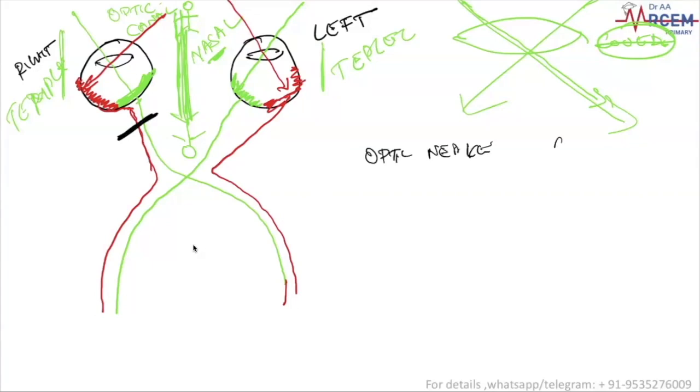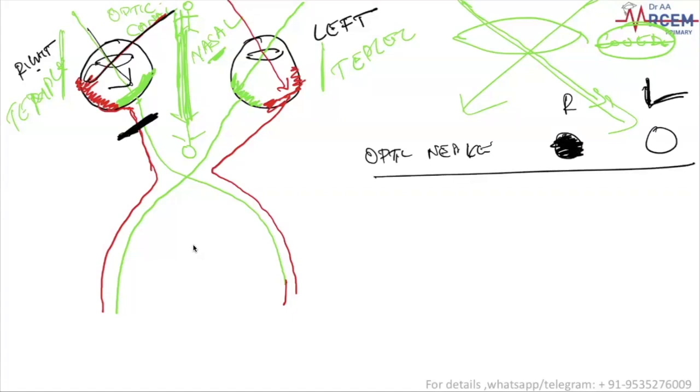So I'll draw two eyes. This is the right side eye. This is the left side eye. Because it is a complete lesion, both the rays which are coming from this side and this side are getting involved here. Complete loss of vision will be there in that particular eye. So this is the right side. That's why there is complete loss of vision on the right side. On the left side, no loss of vision. This is nothing but the optic nerve lesion.